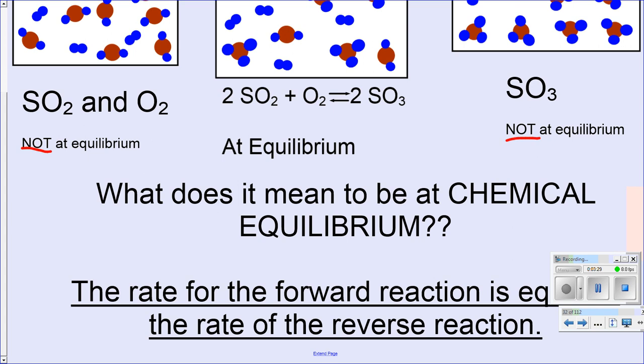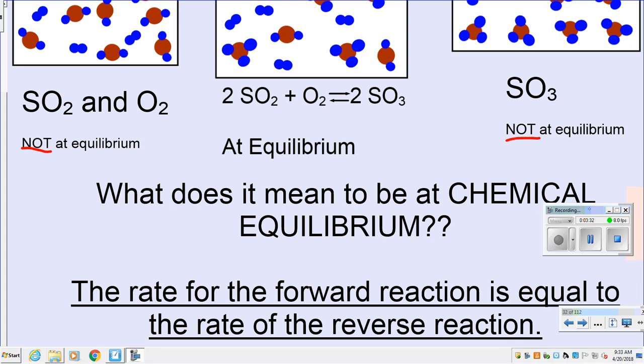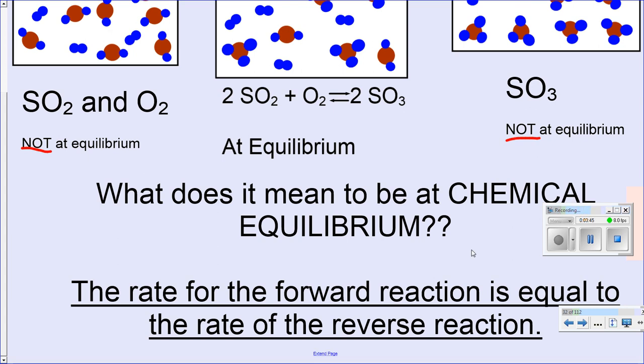So what it means to be at chemical equilibrium is the rate of the forward reaction is equal to the rate of the reverse reaction. Both reactions are continually occurring. This is dynamic. Neither one of them stops. But the rates of these reactions are what is extremely important. Now, there's a little bit of confusion as to what that means with concentration. The rate and the concentration are two separate ideas that we have to tie together.